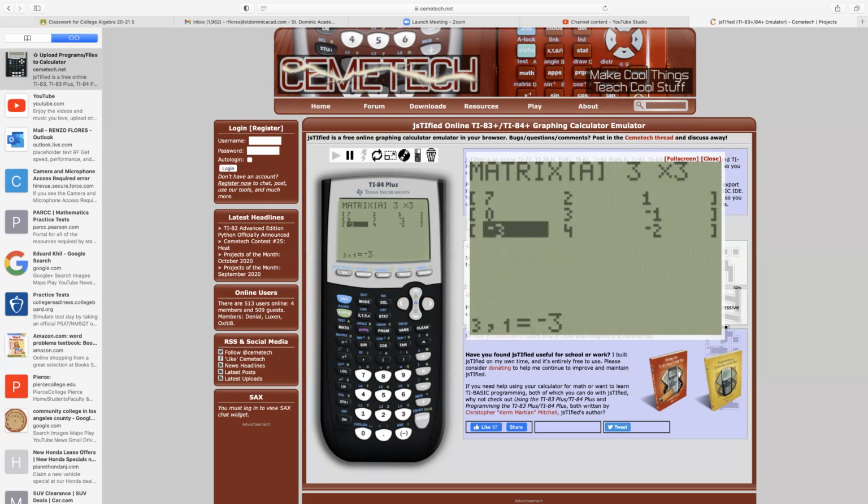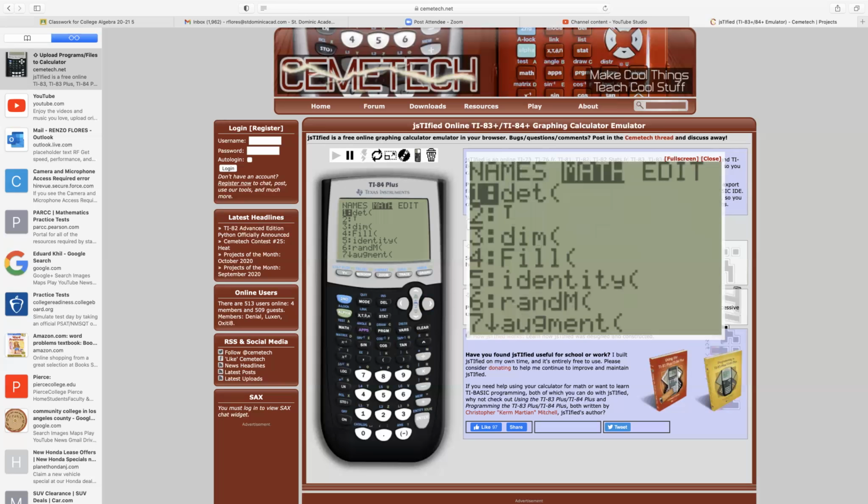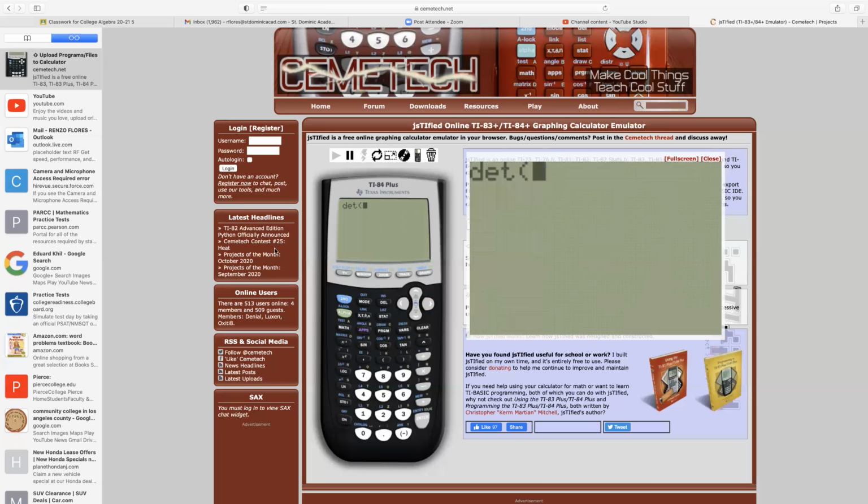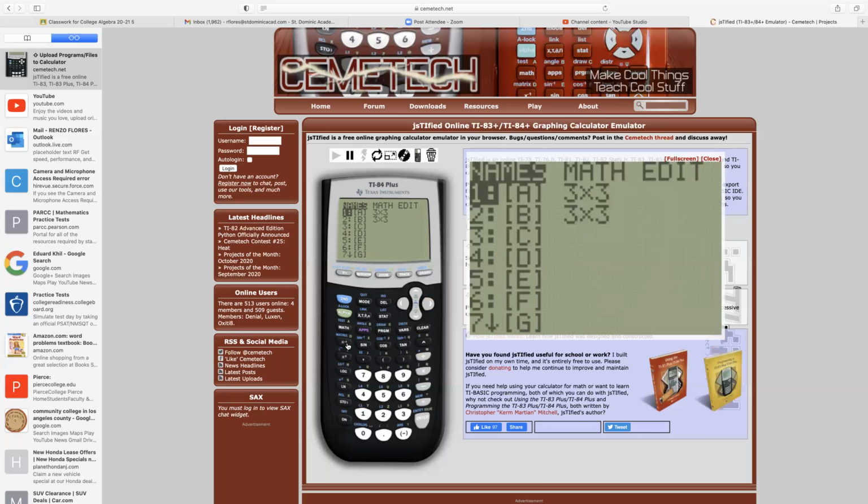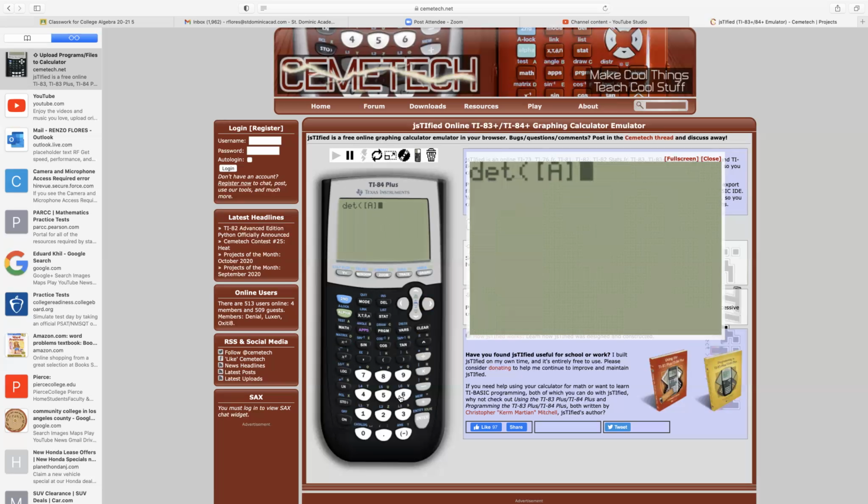So now, if I want to compute the determinant, again, you press second quit, clear this up, second matrix, you press math, determinant, the first one, it says DET, that means determinant. And then you press second matrix, you click on the first one, you close the parentheses, and that will give you the determinant right away.